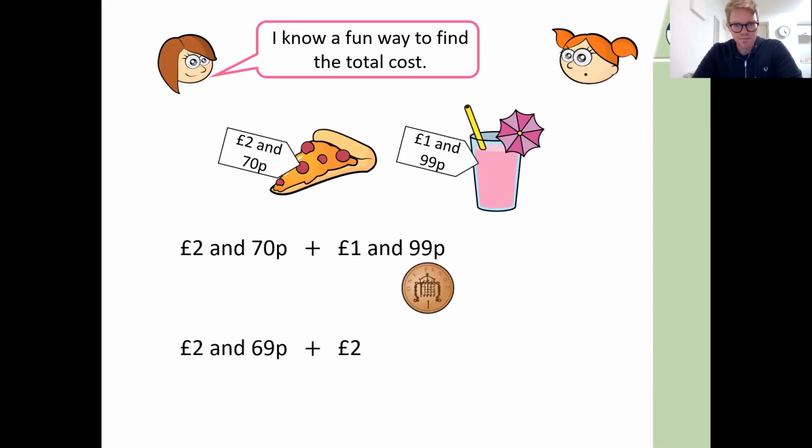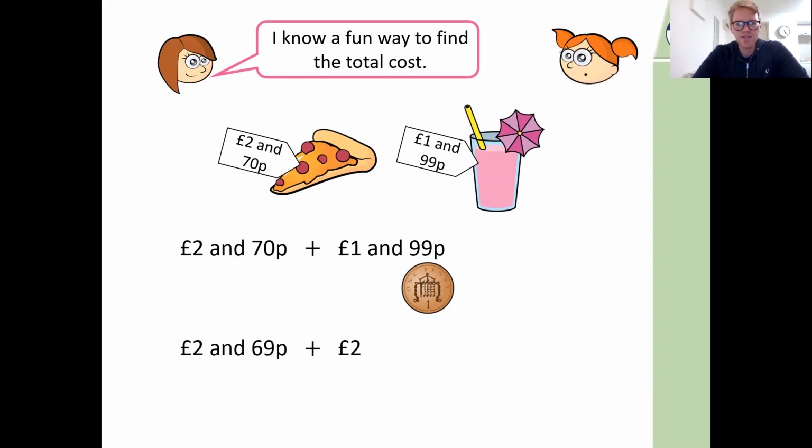So really, that £1.99 is very, very nearly £2, isn't it? It's only 1 penny off, because once that 99 gets to 100, it's £1, so a total of £2 altogether. So what we could do here is not think of this as £1.99, because 99 can be a bit tricky to count with.